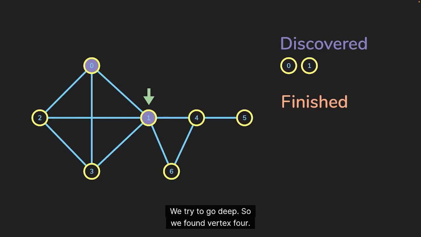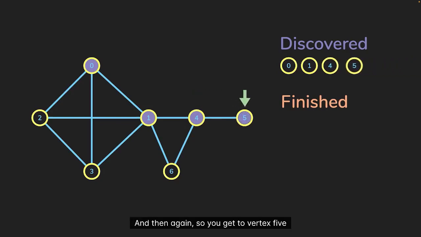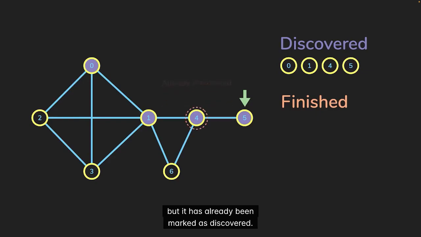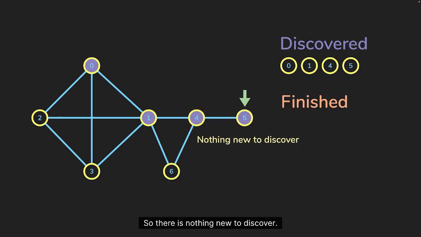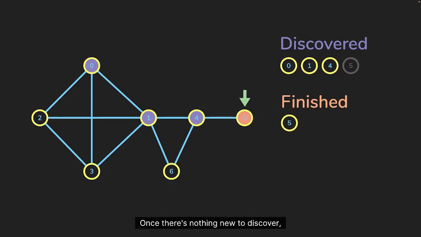So we found vertex 4, we immediately go over there and mark 4 as discovered, and then again, so you get to vertex 5 and you discover it. Vertex 5 only has 4 as a neighbor, but it has already been marked as discovered, so there is nothing new to discover. So that means we finished 5, so it's orange now. Once there's nothing new to discover, we retrace our steps to find something new.